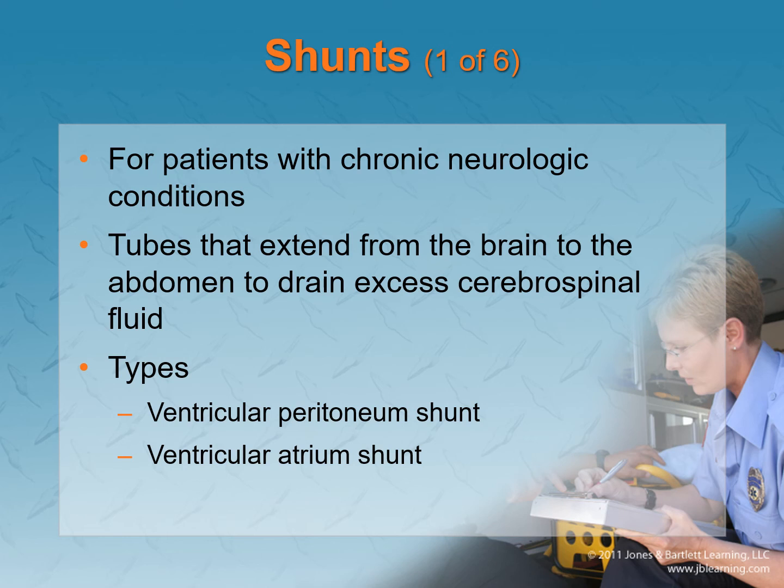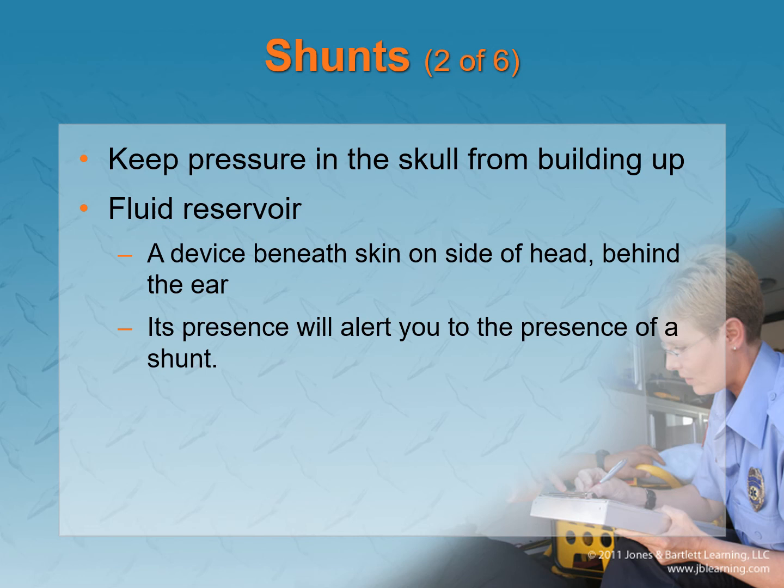A shunt is basically something for a chronic neurological condition that extends a tube from the brain to the abdomen to drain excess CSF. So there's a few different types of shunts. At our level, it doesn't matter, just want to know what shunts do. They help keep pressure low in the skull. So the CSF starts to build, and those shunts help remove that.